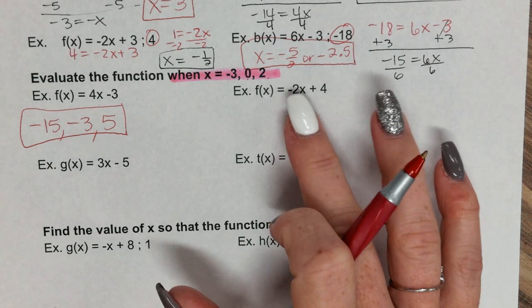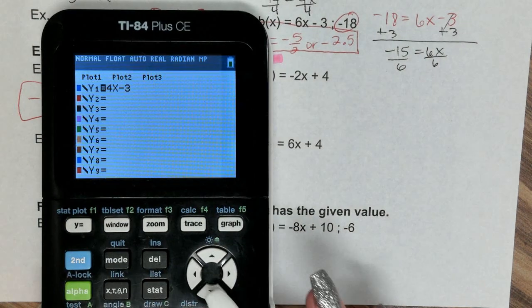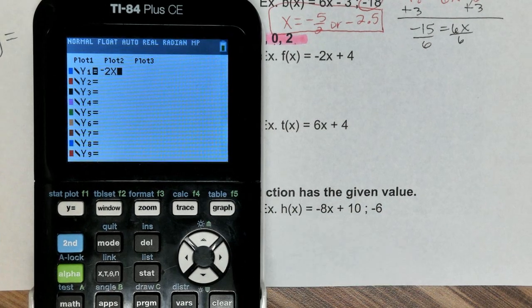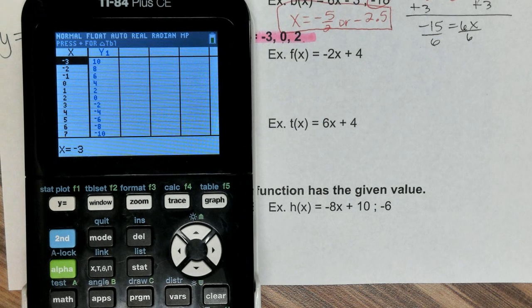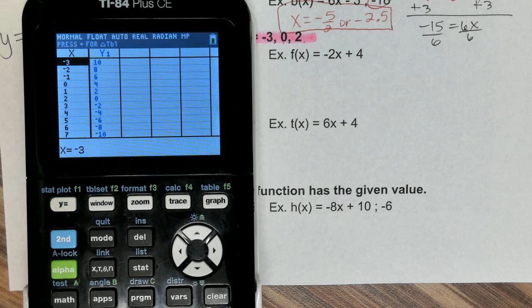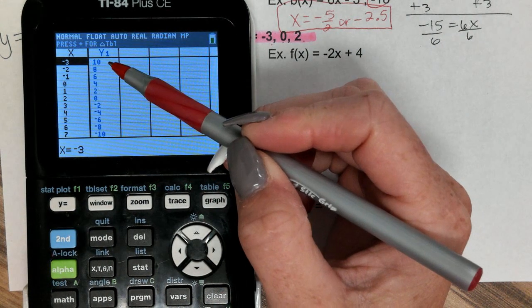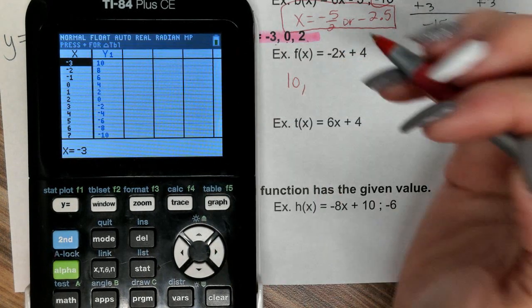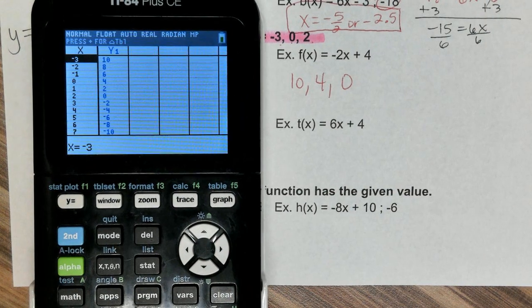All right, let's do this one right here. Where am I going to go? Y equals. I'm going to type in the function negative 2x plus 4, and I'm going to go to second graph. Why are we not writing? When x is negative 3, y is 10. When x is 0, y is 4. And when x is 2, y is 0.